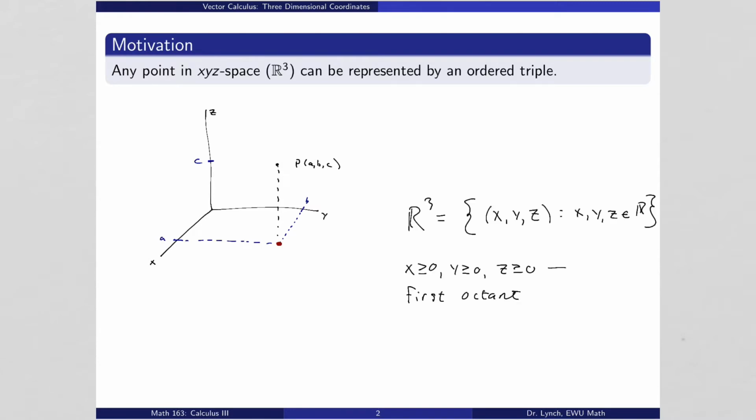A couple other things here. We typically think of R3 as the set of all possible x, y, z coordinates, and we typically think of x greater than or equal to 0, y greater than or equal to 0, z greater than or equal to 0 as being the first octant, right? So the first octant is sort of analogous to the first quadrant in the xy plane.